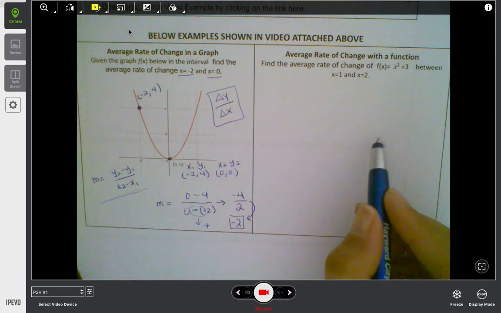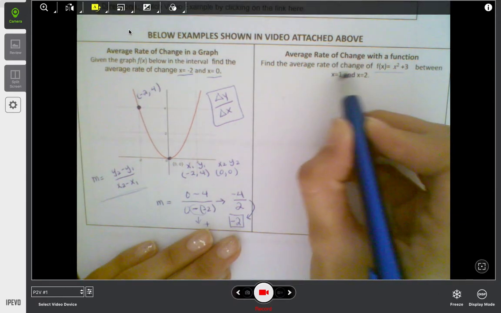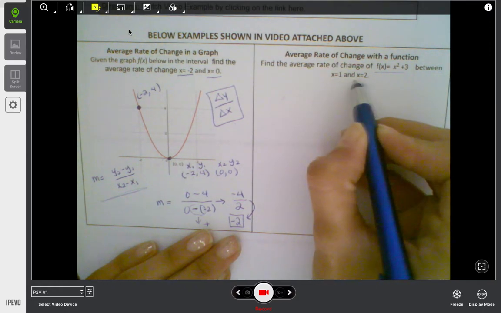Now let's see, what if we don't have a graph and we just have a function? There are different ways you can go about this. You could use Desmos and identify the 2 points, like we did in this one, or you could do this method, which is basically plug and chug. All right, so find the average rate of change of this function between x equals 1 and x equals 2.